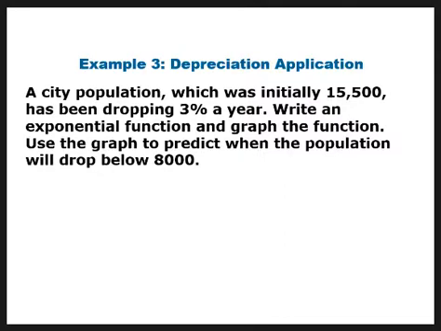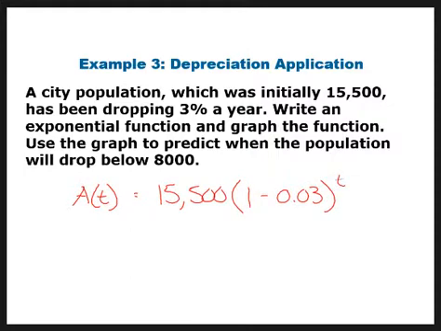Okay, so again, for our initial value, I'll just go A of t again as far as our function goes. You could change it to P of t if you wanted to, just because it's population. So 15,500, and then in this case we're decaying. So 3% as a decimal would be 0.03. And then our time frame would be t, which is representing each year that this would progress.